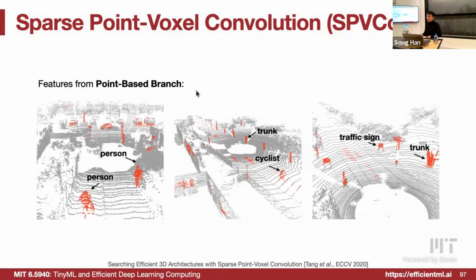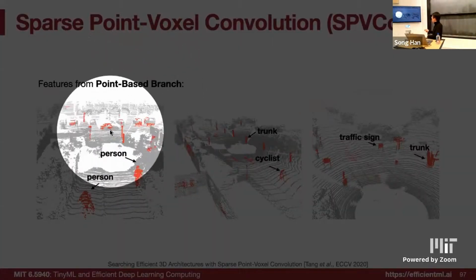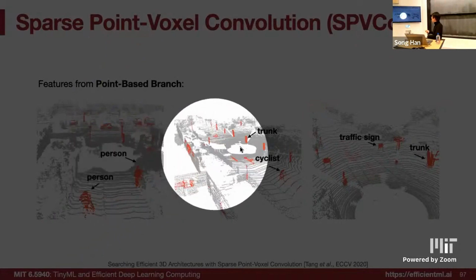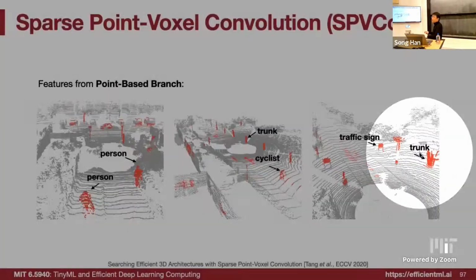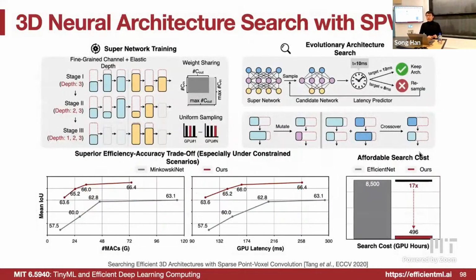And that can have better distinguishable points. So the point-based branch is actually focusing on those small objects and the person, the trunk, the side trunk, big trunk, etc. And then given the latency constraint, we can actually perform 3D neural architecture search to further improve the efficiency of point cloud understanding. So we're familiar with that already.